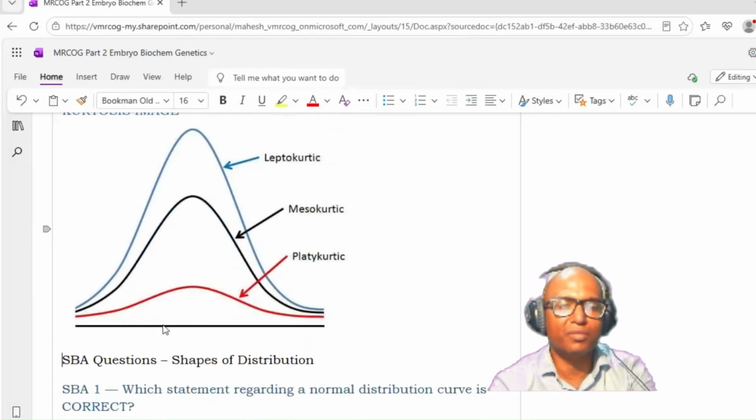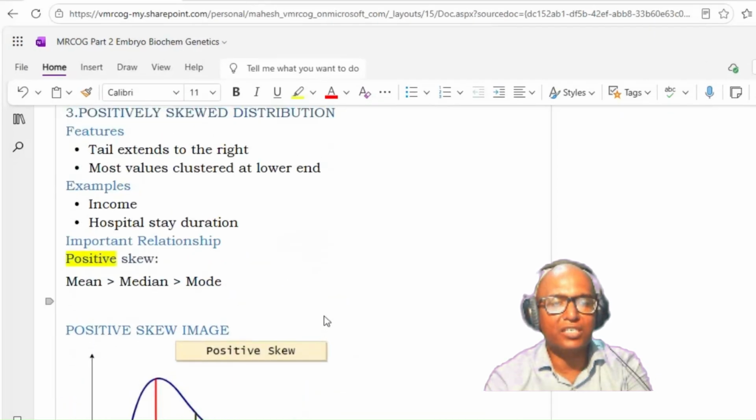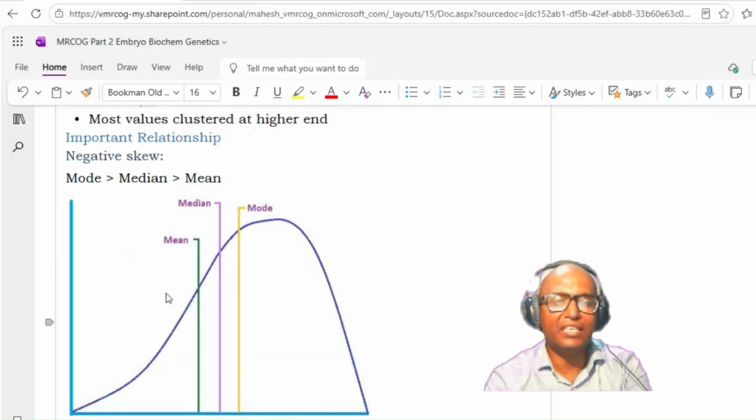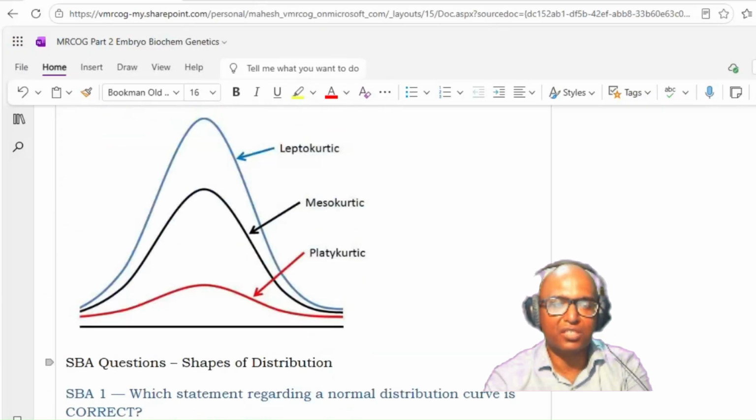So this is the kurtosis image. You see the flat curve; this is the platykurtic. This is the normal distribution, the bell-shaped curve; this is the mesokurtic. But sometimes you may have a tall peak in the middle; that is the leptokurtic. So that finishes today's topic of the shapes of the distribution. Let me just revise. In the positively skewed distribution, mean is more than the median and median is more than the mode. While in a negatively skewed distribution, mean is smaller than the median and median is smaller than the mode.